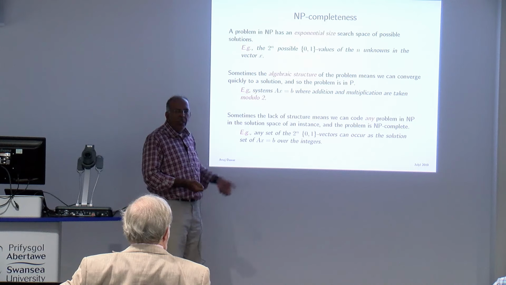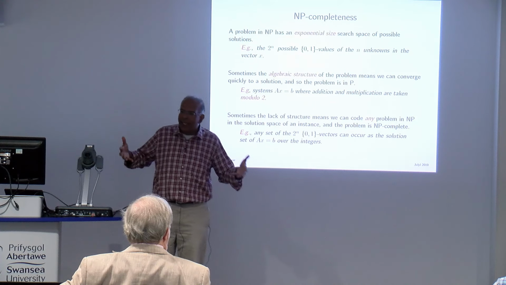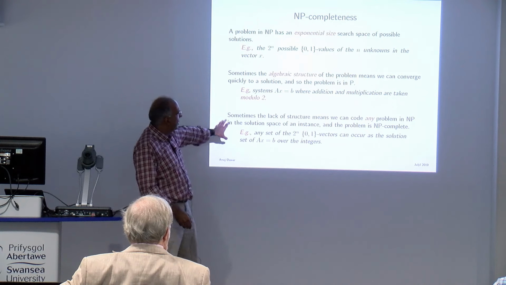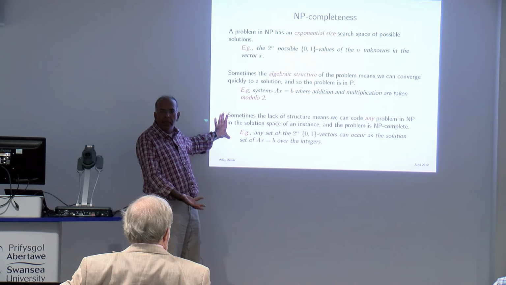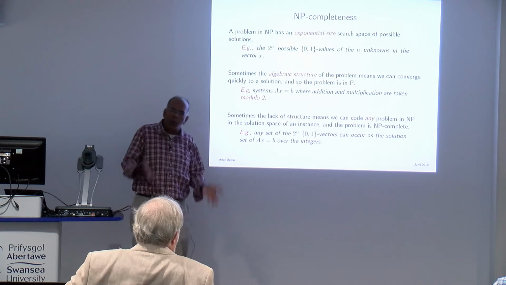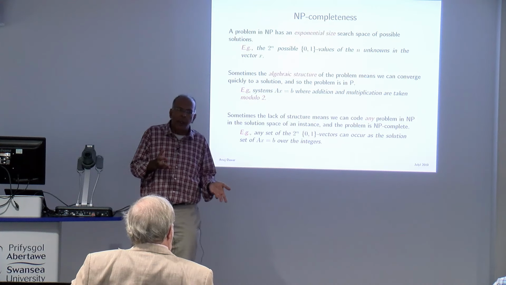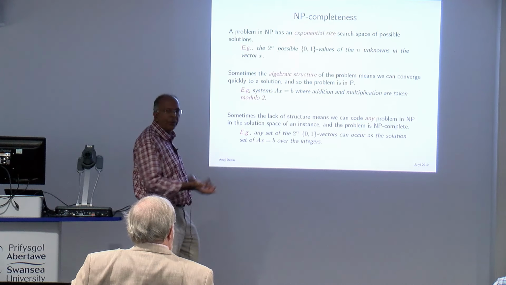And in fact, if the lack of structure is so bad that we can encode any kind of subspace in a set of solutions, that's what gives rise to NP completeness. NP completeness is precisely the fact that you can encode anything, any NP problem, into it. And that really comes from this total lack of structure.